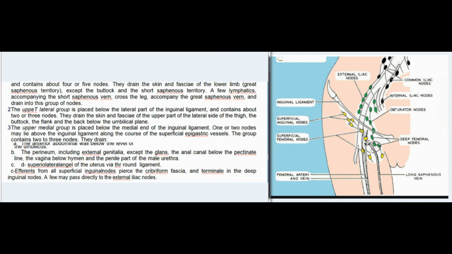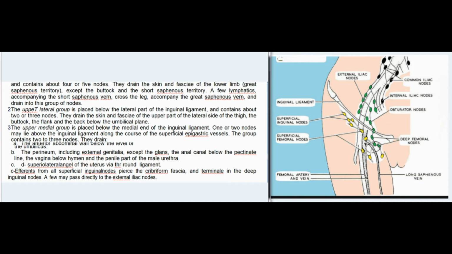They drain: a. the anterior abdominal wall below the level of the umbilicus; b. the perineum, including external genitalia, except the glans, the anal canal below the pectinate line, the vagina below the hymen and the penile part of the male urethra; c. the superolateral angle of the uterus via the round ligament.